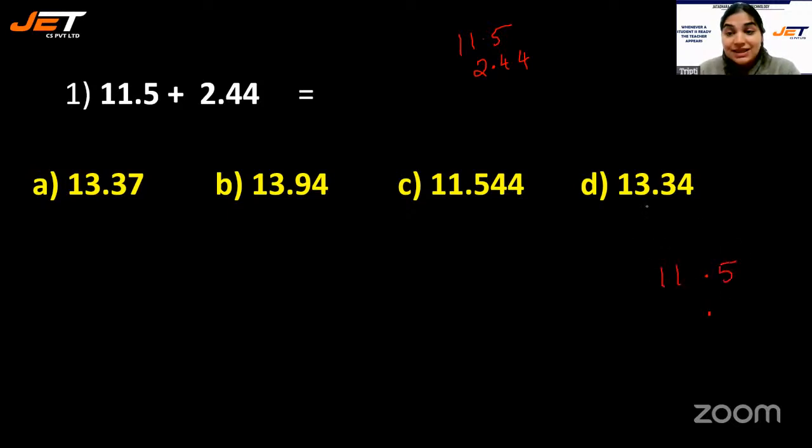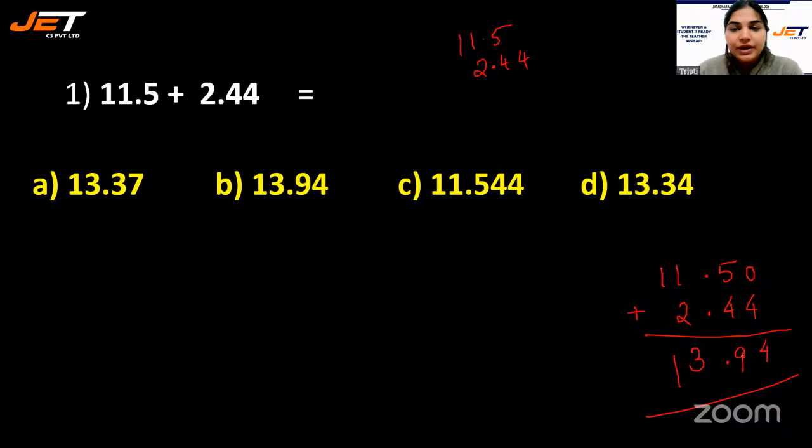In 11.5, the 5 is under the tenths place. In 2.44, one 4 is under tenths and the other 4 is under hundredths. That's why I've written it like this. And if nothing is there with the number, just put a 0. Lowest place value is 0. So 4 plus 0 is 4. 5 plus 4 is 9. 2 plus 1 is 3. And 1. That is 13.94. The answer is 13.94. If you got the same answer, that means you're doing it right.